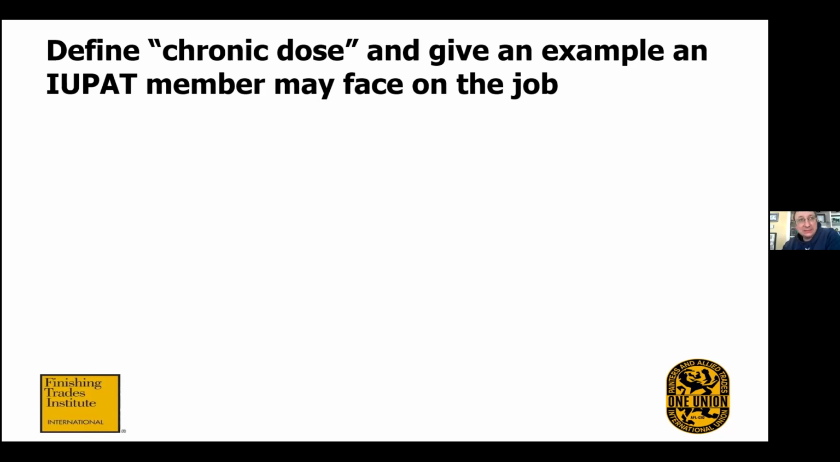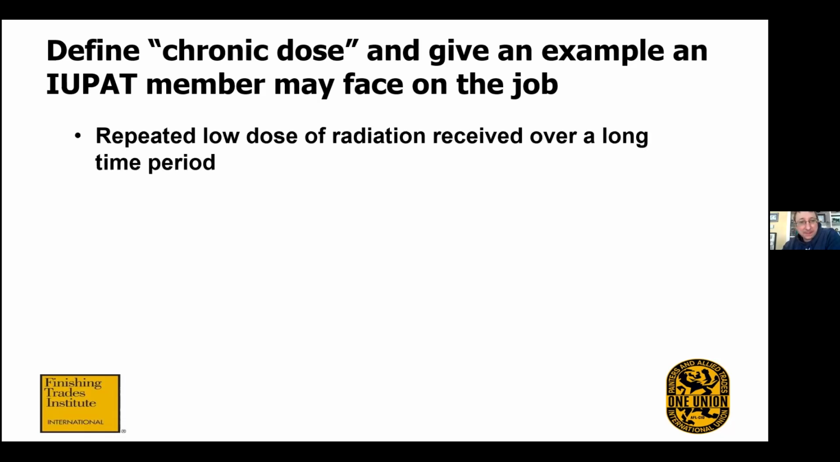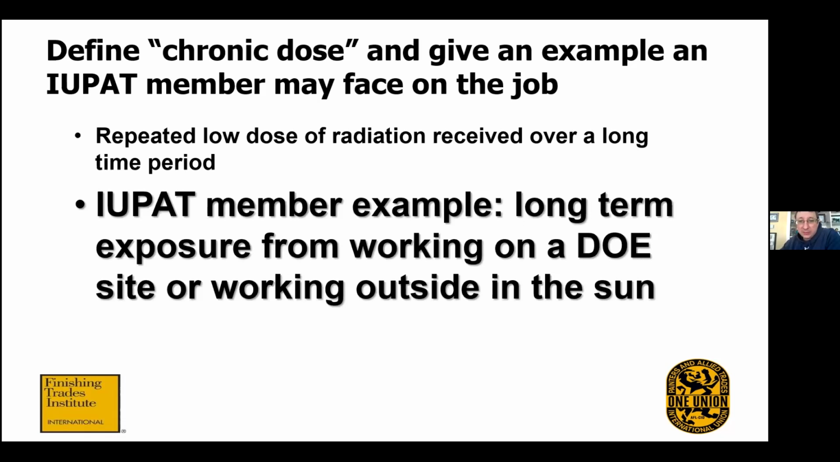I'll present one that I think probably happens often, and not just to IUPAT members, but many building trades. Exposure to the sun, right? So if you're outdoors and if we don't have the right controls in place, either being able to work in shade or with sunscreen, long sleeves, things like that, you are at a risk if you're doing this over your lifetime for developing skin cancer, from excessive days of low dose of radiation. Should have thought of that one, especially in Florida here.